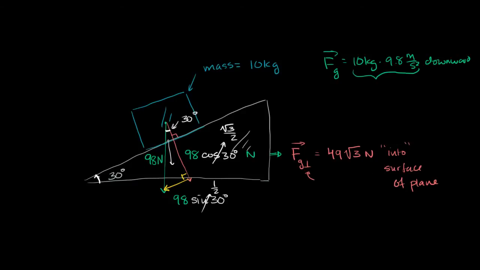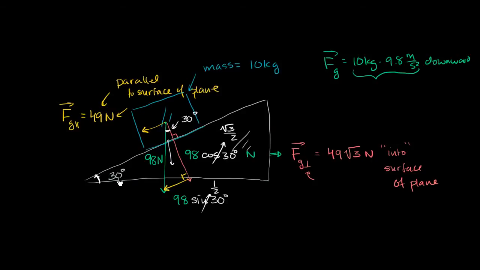And the component of the force of gravity that is parallel, I drew it down here, but I can just shift it up over here. It's the same exact vector. The component of gravity that is parallel to the surface of the plane is 98 times sine of 30. That's 98 times 1/2, which is 49 newtons. And it's going in that direction, or parallel to the surface of the plane. I always have trouble spelling parallel.